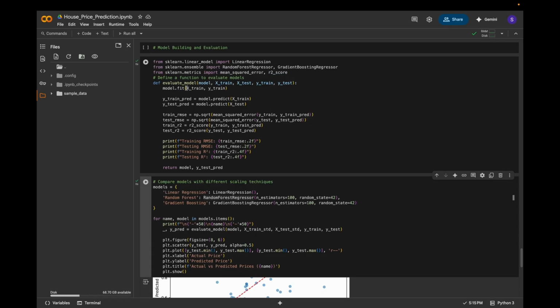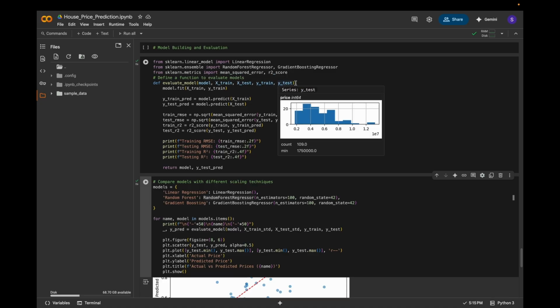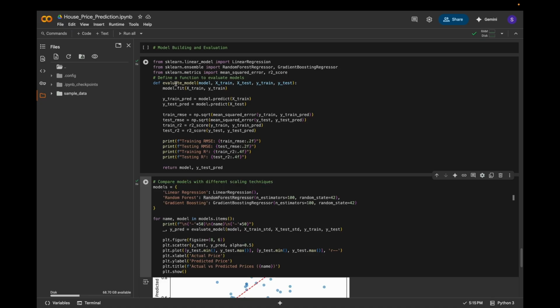So define evaluate_model, parentheses model, X_train, X_test, y_train, y_test. This line of code creates a reusable function that takes in a machine learning model and the data splits as inputs. Next we do model.fit(X_train, y_train). It trains the model by finding the patterns between the features, which is X_train, and the house prices, which is y_train.